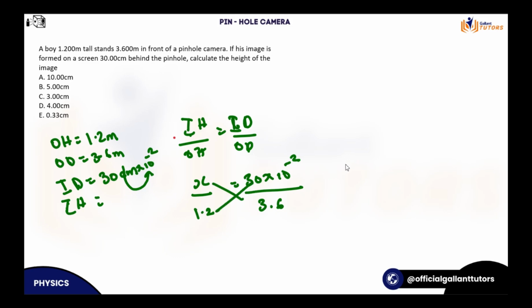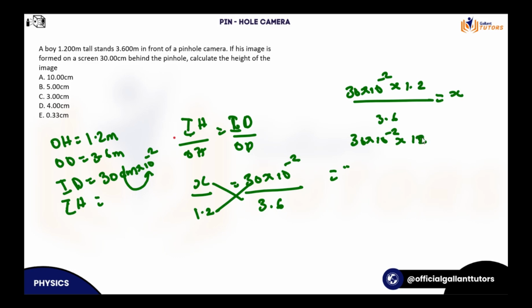All right, let's go. Right, so we have, let me start from here: 30 times 10 raised to the power minus 2 times 1.2 divided by 3.6 equals x. I can just go straight, but I'll take it step by step so that everyone will understand. Times 12 times 10 raised to the power minus 1.